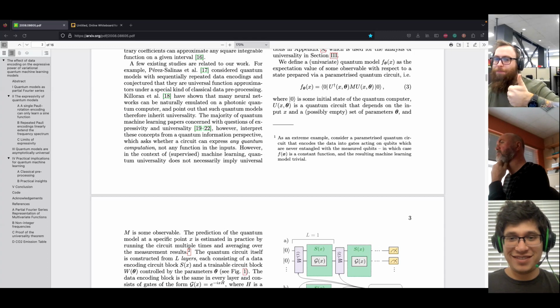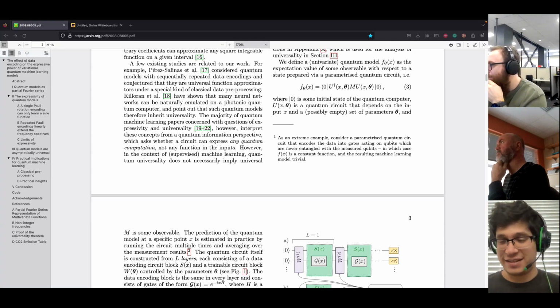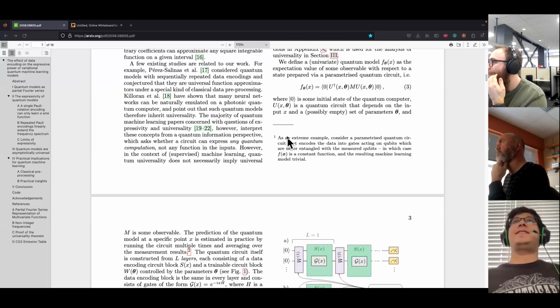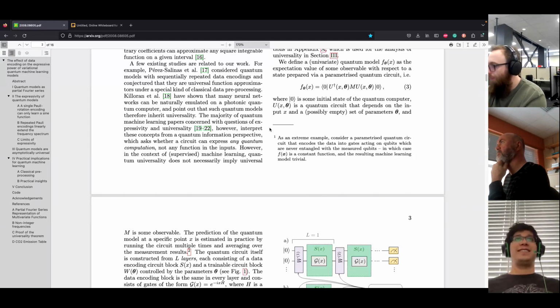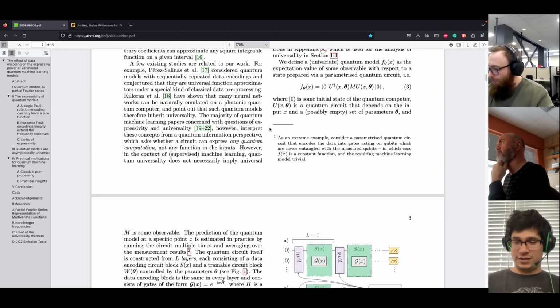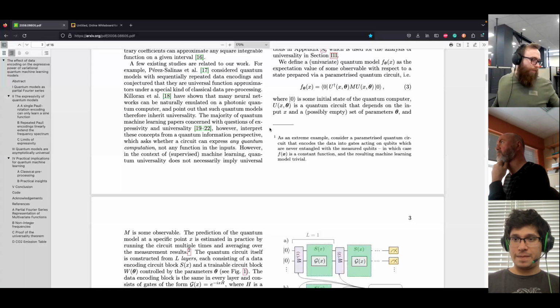So X here is like the input features. Yes. And then theta is just the hyperparameters of the model, basically, like the weights, for example, or something like that. Yes.